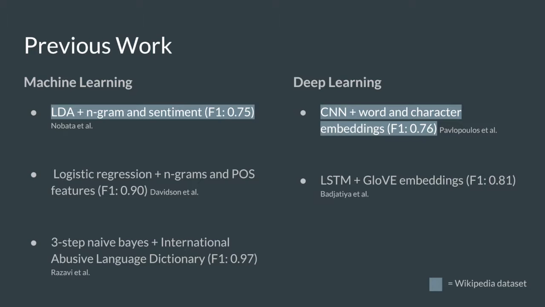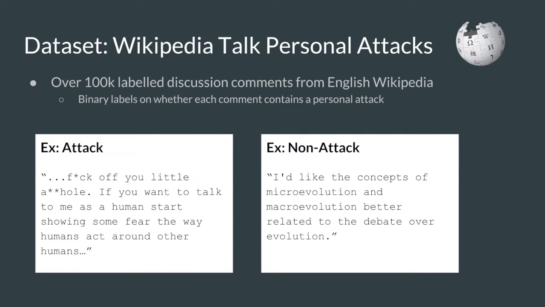For the Wikipedia dataset that we ultimately chose, previous work's shortcomings include the fact that deep learning and additional features haven't been explored extensively, and that overall performance on this dataset is low, as illustrated by the highlighted results. Our dataset, the Wikipedia Talk Personal Attacks dataset, contains over 100,000 labeled discussion comments from Wikipedia in English. Each comment contains a binary label as to whether it contains a personal attack.